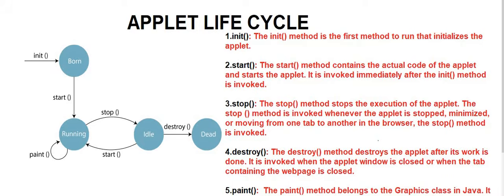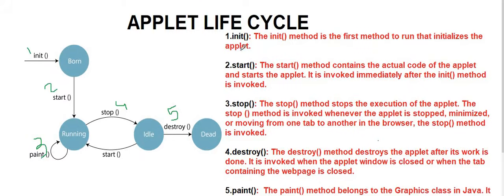So these 5 methods are: first is the init method, the next is the start method, then third is the paint method, stop is considered as the fourth method, and destroy is considered as the fifth method of an applet life cycle. So one by one we will see.